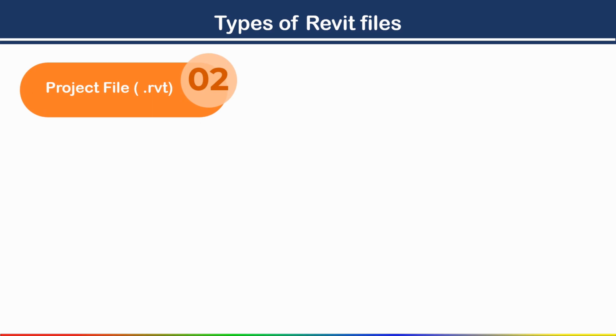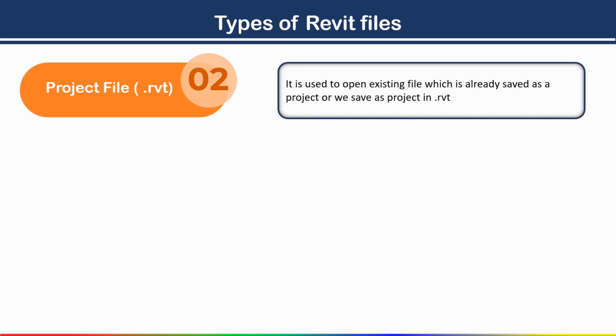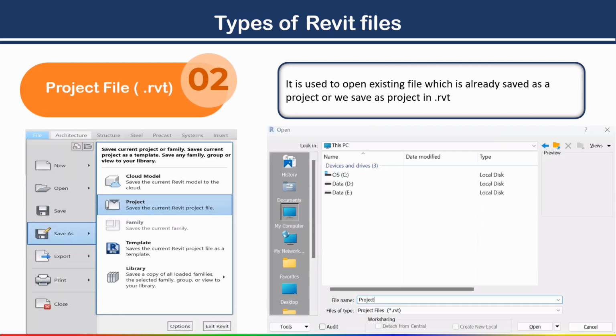For what purpose are we using it? See, this file is used to open an existing file which is already saved as a project, or we save as project in .rvt.